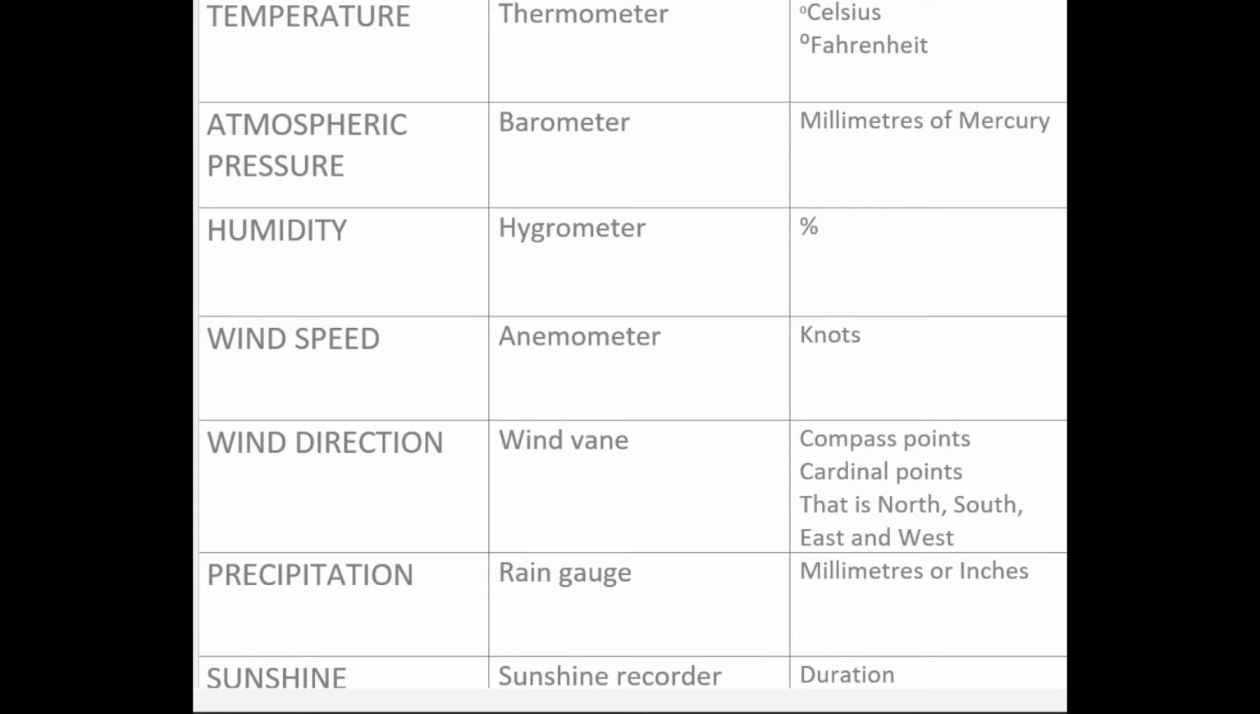Precipitation, measured using a rain gauge. Unit of measurement can be in millimeters or in inches. Sunshine, it's a sunshine recorder. The unit of measurement can be duration, that is how long the sunshine was able to reach the earth, or its intensity, that is the temperatures that the energy from the sun generates. And lastly, clouds, which we estimate, and the unit of measurement is octas. This is all I have for you in this session.